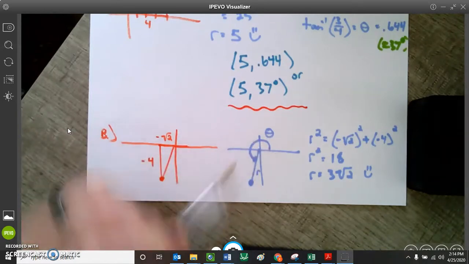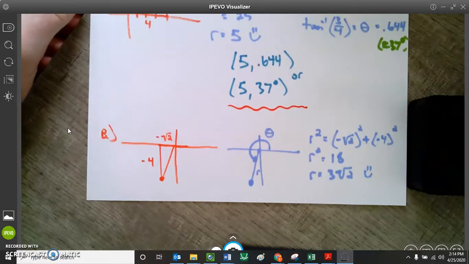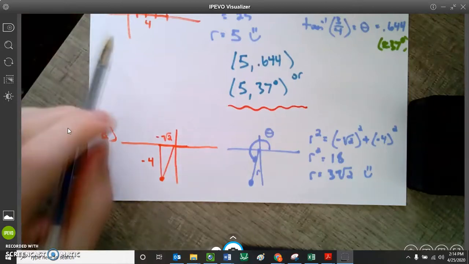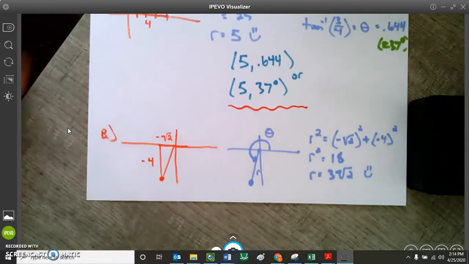A lot of you are already thinking in your head, well, I'm just going to add 180 to it. And you'd be right. But I'm going to go through formally how I personally would solve these. We talked about that reference angle earlier. I would just solve for this reference angle. If I can find the reference angle, then I can just add 180 to it to find our real direction angle.